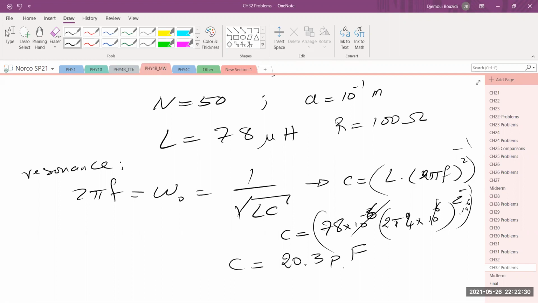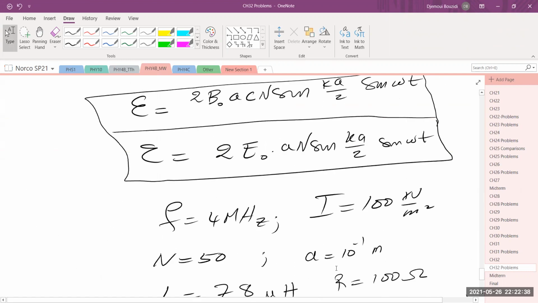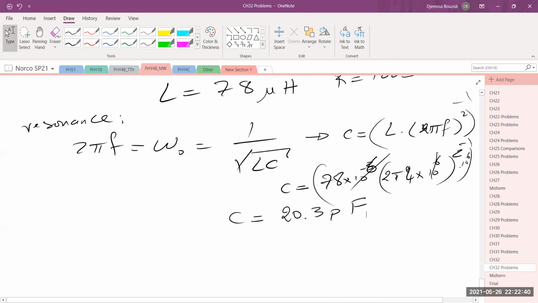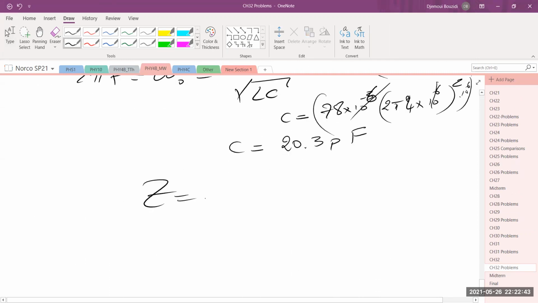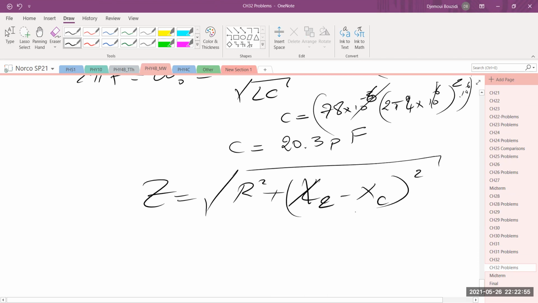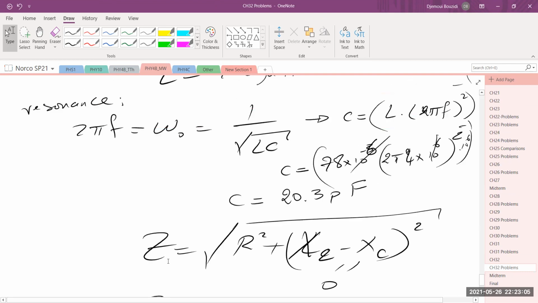So we found the value of C. What RMS value of the current IRMS flows in that case? Okay, when we are at resonance, the impedance Z, remember, is equal to the square root of R squared plus (XL minus XC) squared. But at the resonance, these two are equal to one another, and the difference between them is 0. So the impedance is equal to the R in this case, okay? And R is given to be 100 ohms. So we have that value.